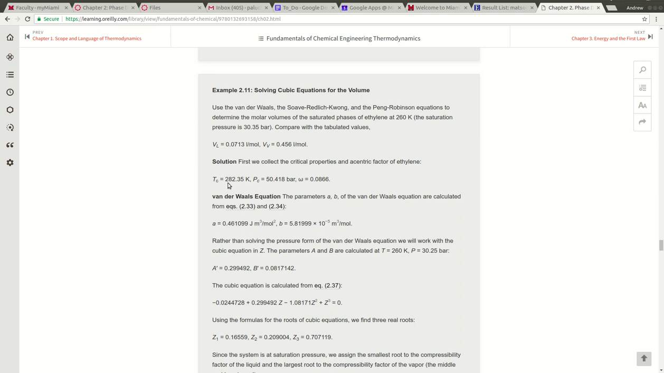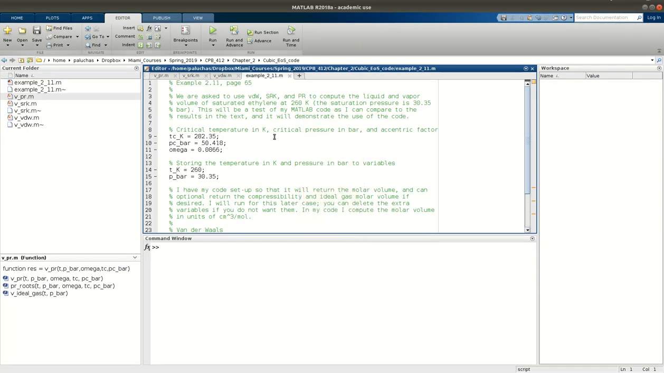We're given the critical temperature, pressure, and eccentric factor. If you didn't have those, you could look them up in the back of the book. So you know Tc, Pc, and omega, and we're given the temperature and pressure at which we'd like to calculate the molar volumes. Okay, so I'm going to slide over to MATLAB.